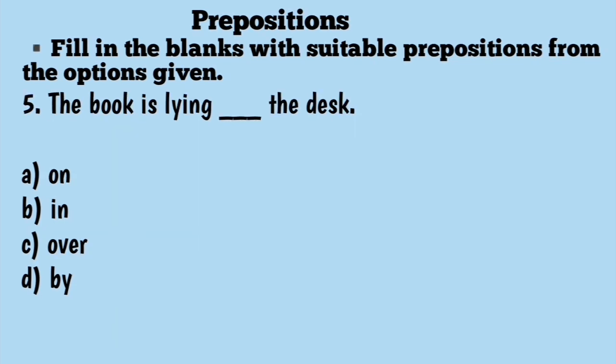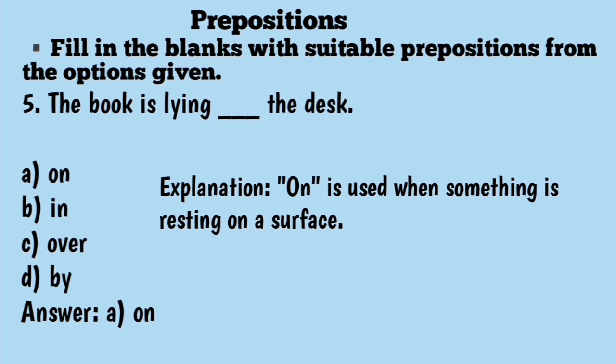Next, the book is lying dash the desk. Option A, on. Option B, in. Option C, over. Option D, by. Answer is option A, on. On is used when something is resting on a surface.